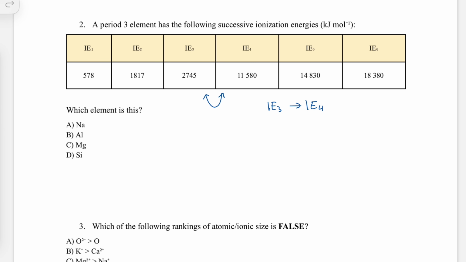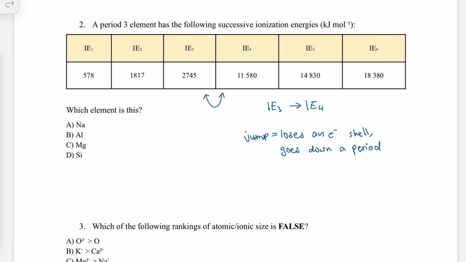Basically what this indicates is that the jump means it's losing an electron shell, and it goes down a period. What causes this really big jump in the ionization energy is that it now has the same number of electrons, or is isoelectronic, with the noble gas, and that's what makes it so difficult to remove that electron, because it has a full shell now.